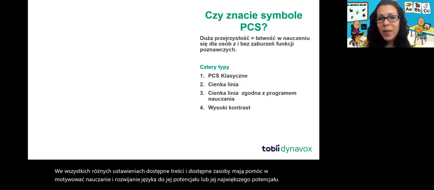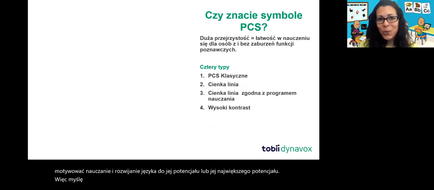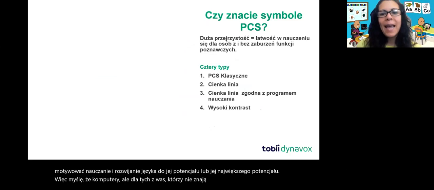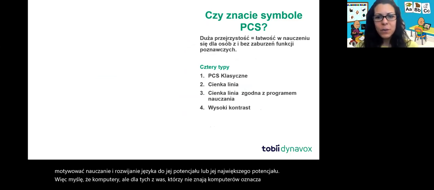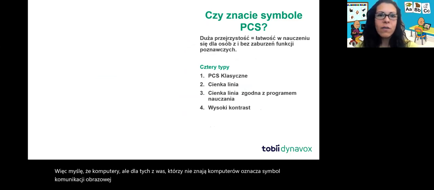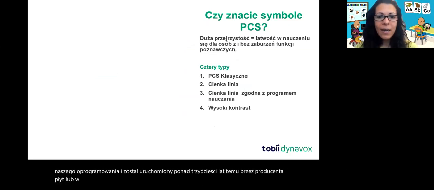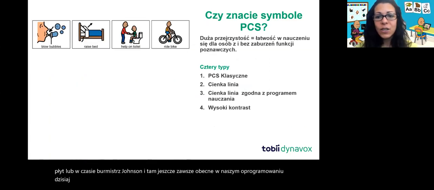So I think you know PCS, but for those of you that don't know PCS, it stands for Picture Communication Symbol. We talked a little bit about symbols, but really this is the heart of our software. It was started over 30 years ago by Boardmaker, or at the time, Mayer-Johnson, and they're still ever present in our software today. We'll talk a little bit about what they are. So we have 4 different types.